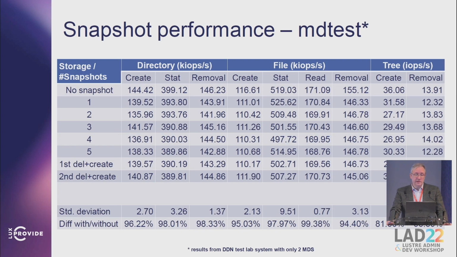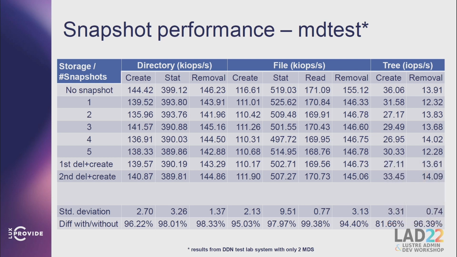So based on this, this is some aggregated data. This is not from a single run, actually. This is from a whole bunch of runs where I've taken the median. So as you can see, the standard deviation is quite reasonable. We're seeing in stat operations some degradation in performance.